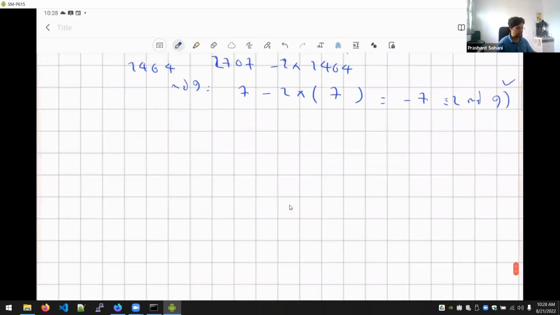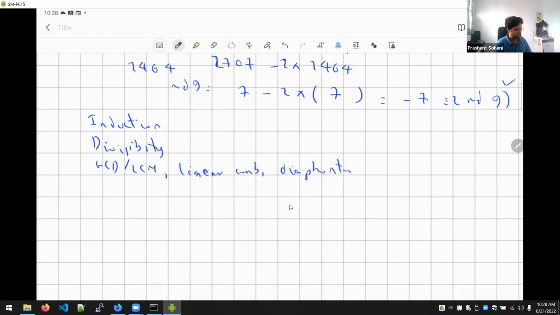Okay, so I just want to give a review of where we are right now in terms of the number theory that we have covered so far and what we need to do ahead. Because almost 80% of what your RMO level problems will encounter can be done with what you studied so far. So we know induction, divisibility, GCD, LCM, linear combinations, Diophantine equations, linear Diophantine. And now we need to do congruences and the Chinese remainder theorem.